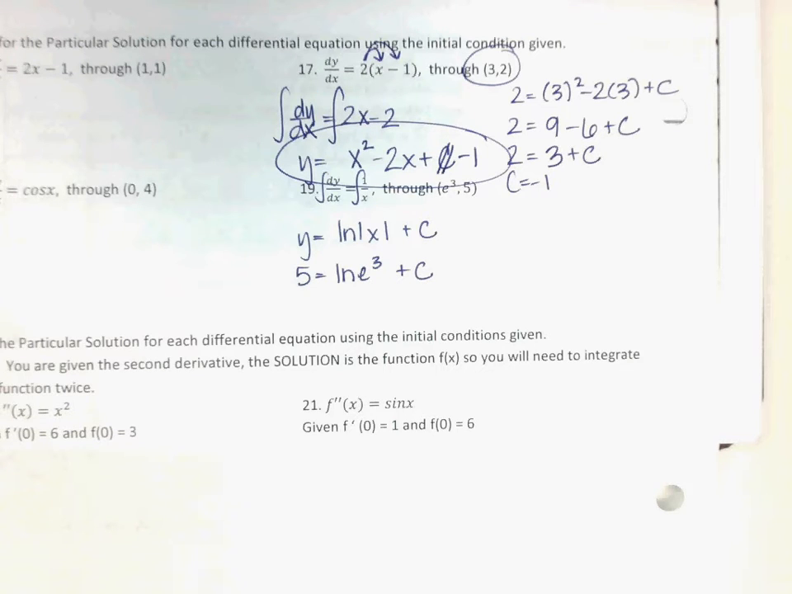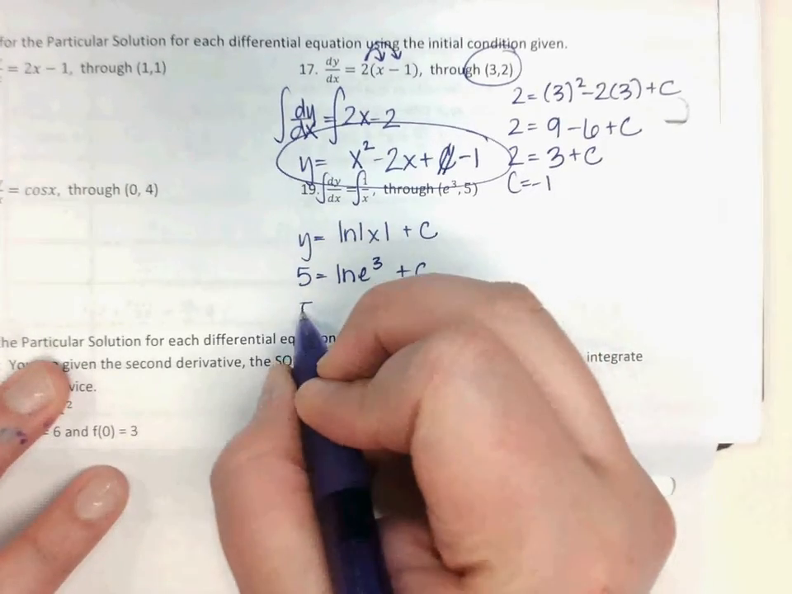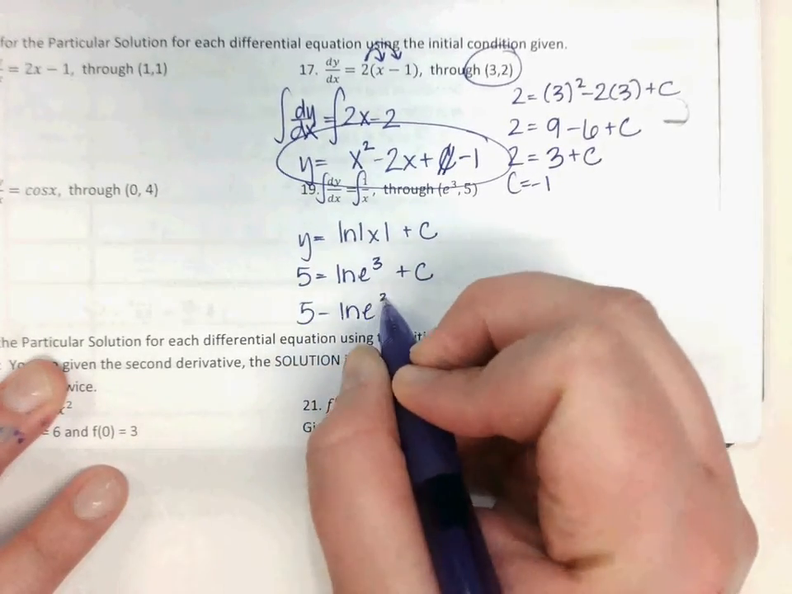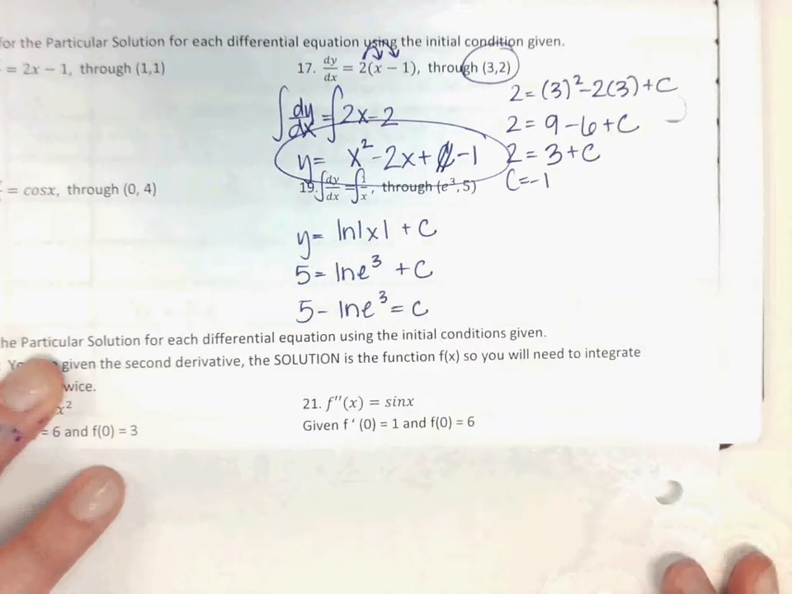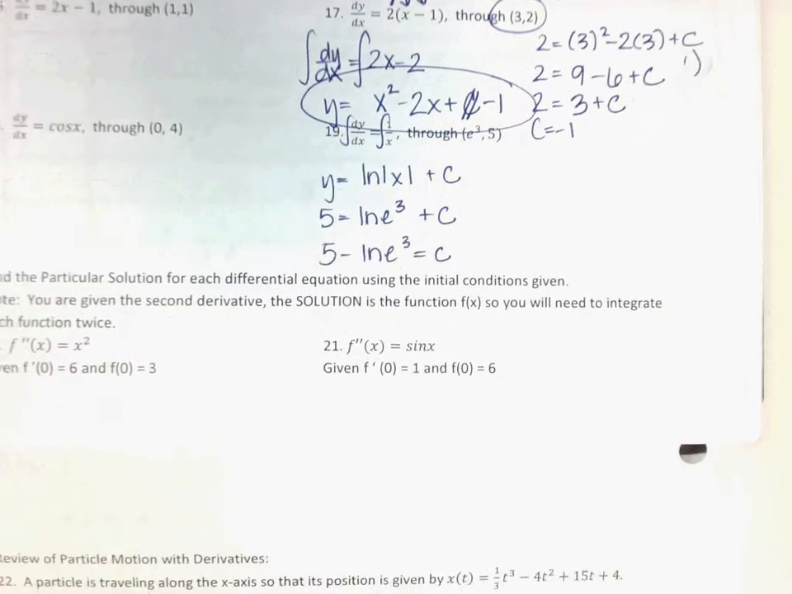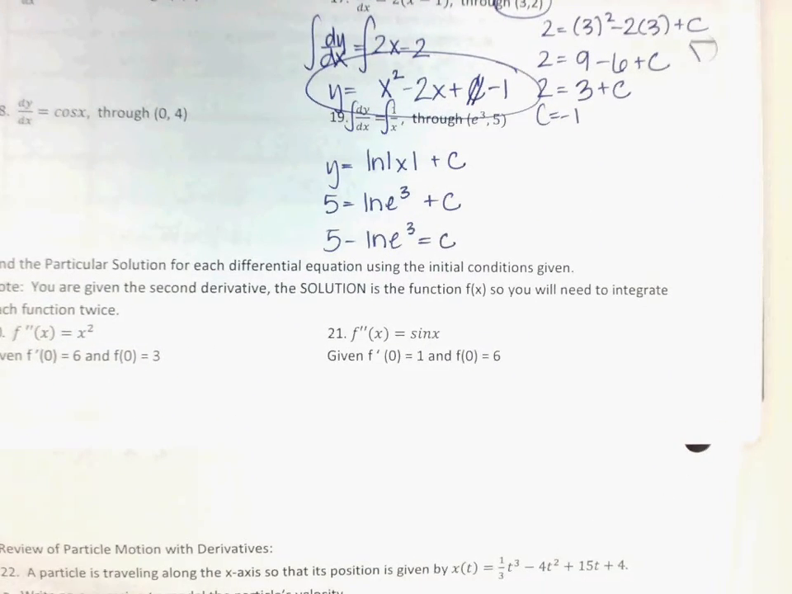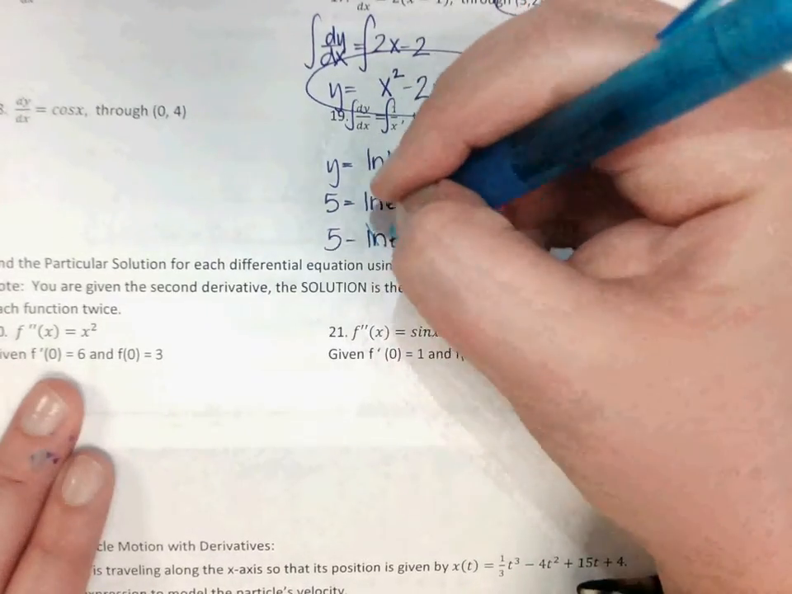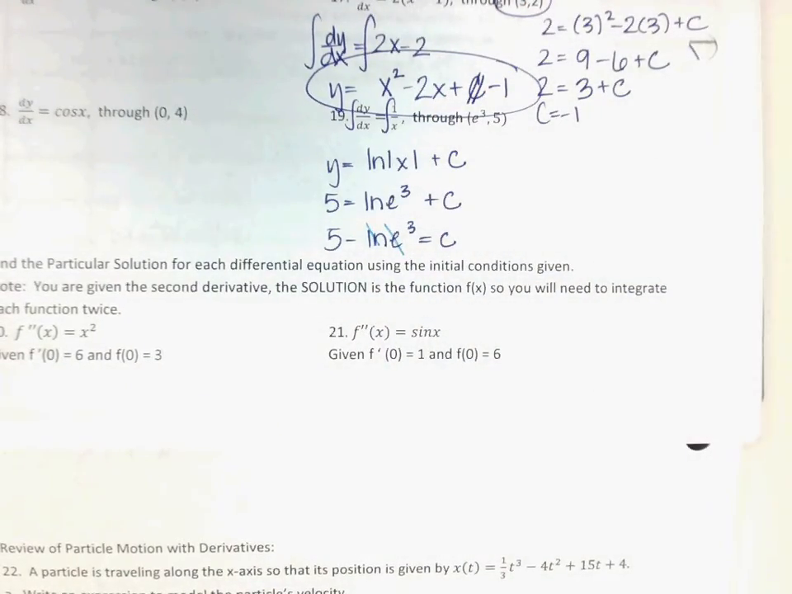Now, let's say you're taking the AP test and you forgot that. Could you leave it like this? Sure, okay? Little dweeby, because you should know that ln and e cancel, but it would still work. Then 5 minus 3 is 2. So your C is 2.